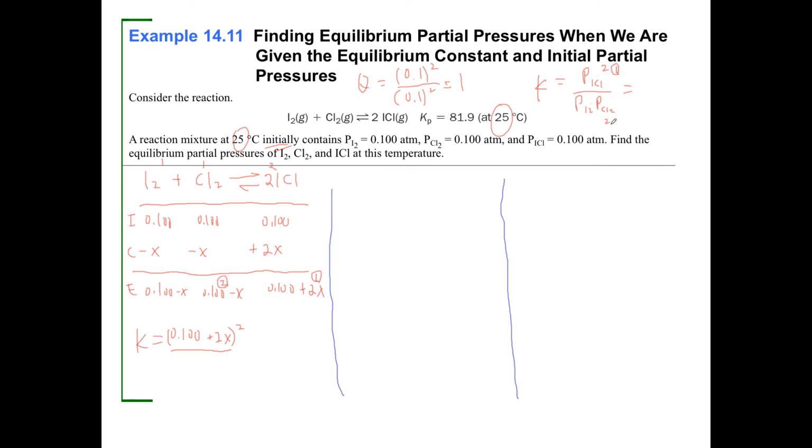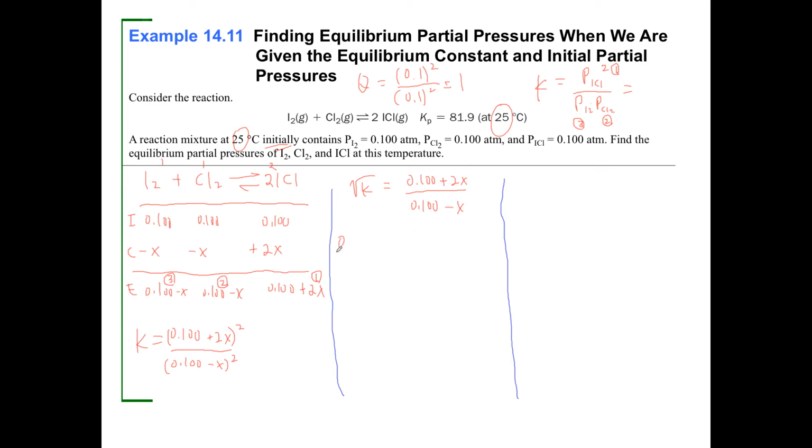2, 2, 3, 3. You see that? Okay, so these are the same, right? So this is going to be 0.100 minus x squared. Agreed? So I can take the square root of both sides now, and this then will be the square root of K is equal to 0.100 plus 2x over 0.100 minus x, and I no longer have any squared terms in here. So I don't need the quadratic equation for this.